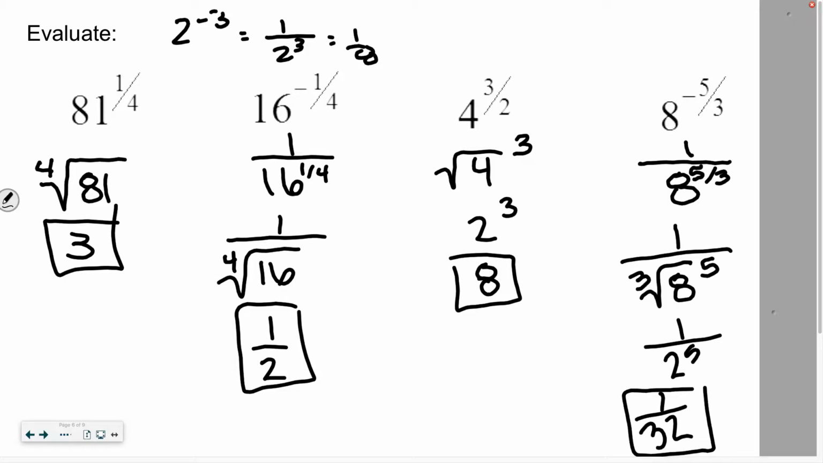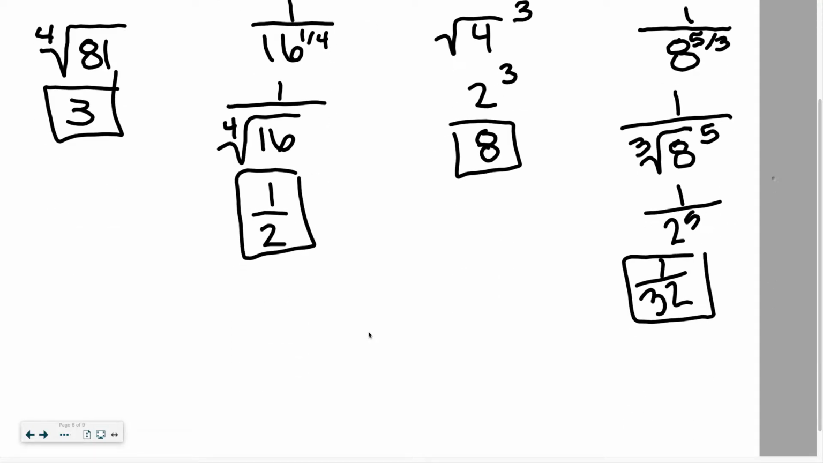Okay? Now, is your answer negative? No, because negative exponents don't make anything negative. Anybody got any questions there? Now, if you find out those numbers are not on the chart, then if it's asking you to evaluate, you might have to type into your calculator and get a decimal answer, okay?